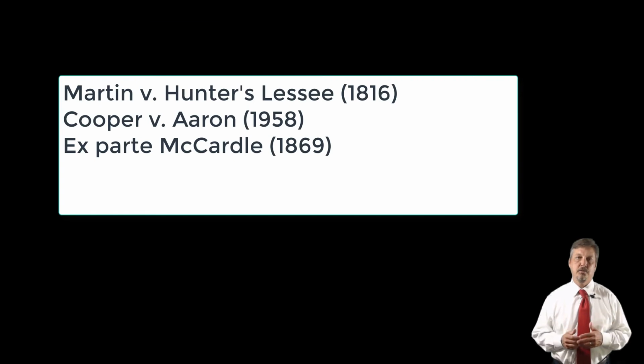This unit also includes Martin v. Hunter's Lessee, 1816, Cooper v. Aaron, a 1958 case, and a note on Ex parte McCardle, an 1869 case, and some other related notes. What do these cases and notes say about the scope of judicial review and the role of the Supreme Court in our constitutional system?